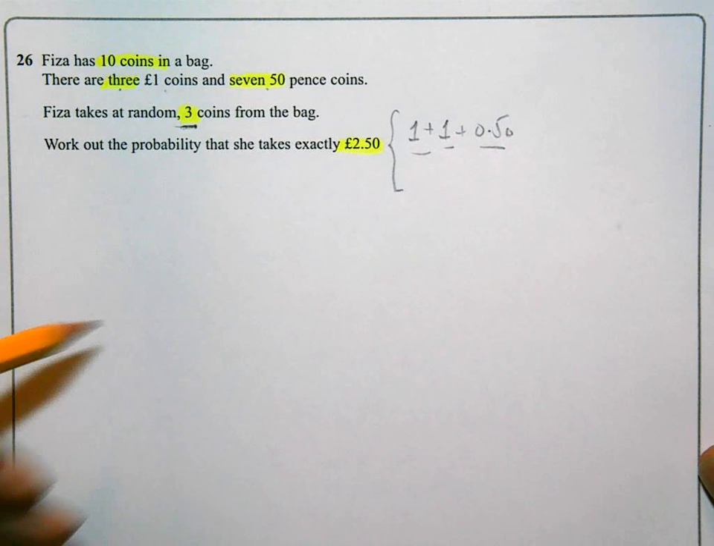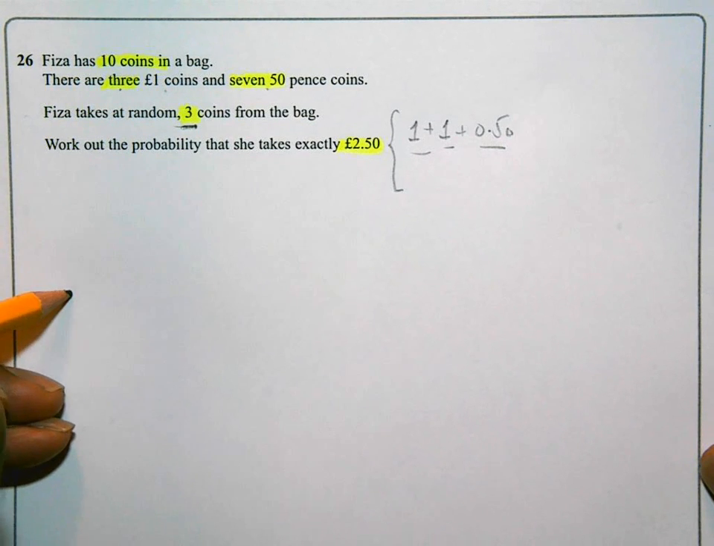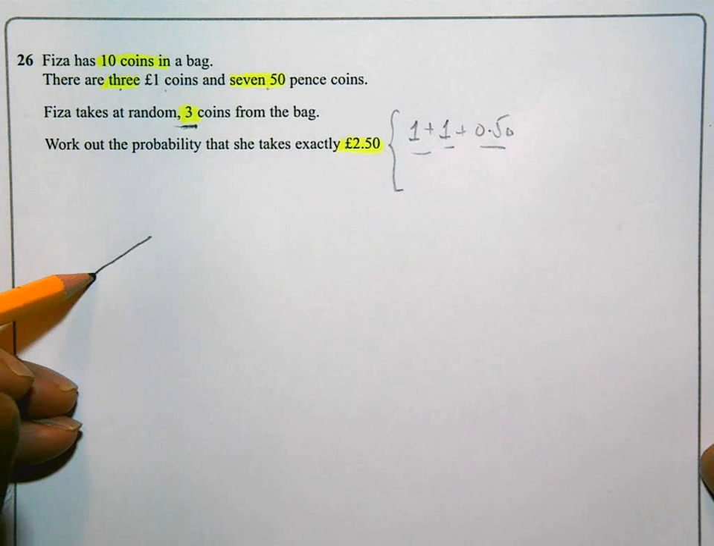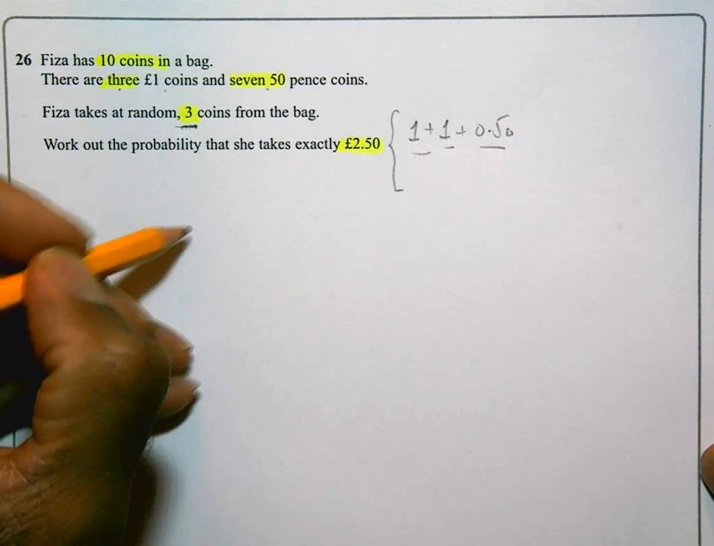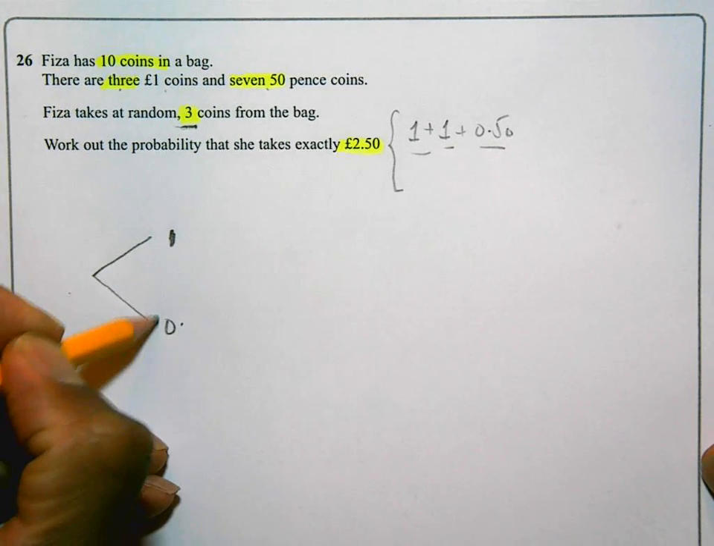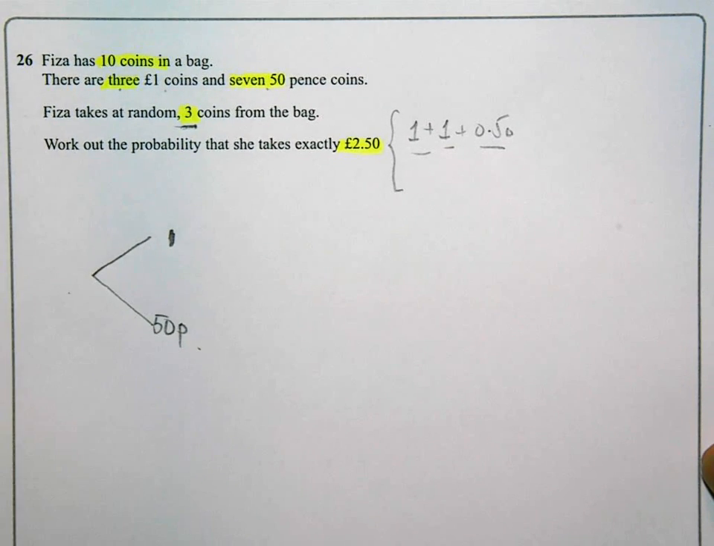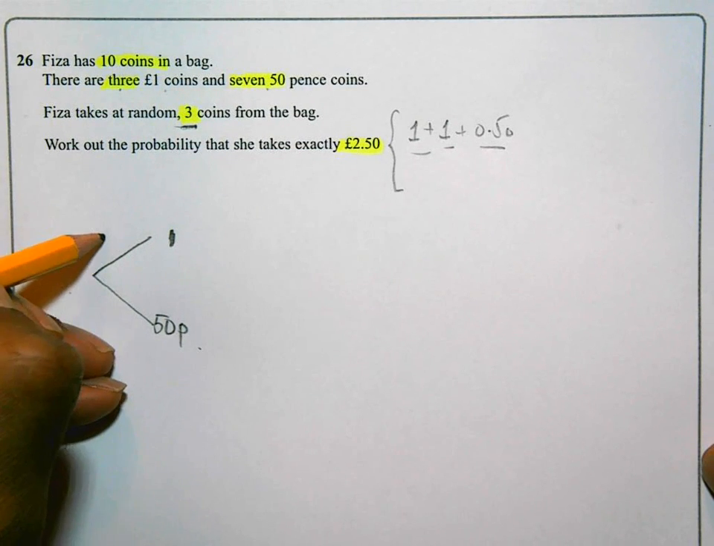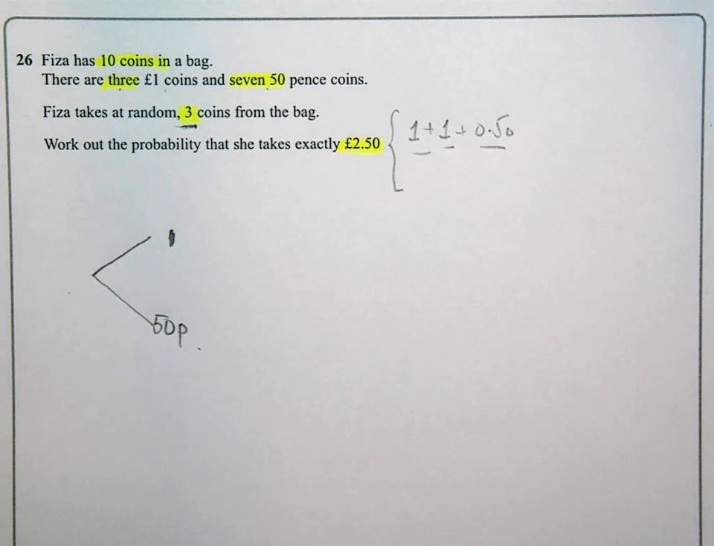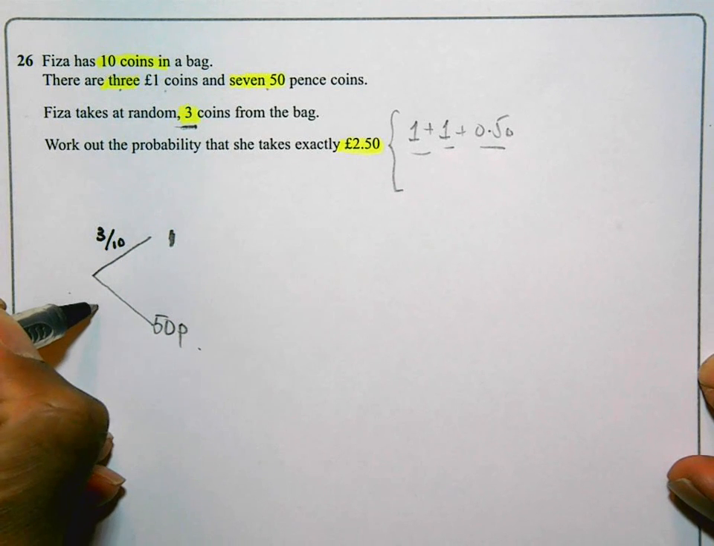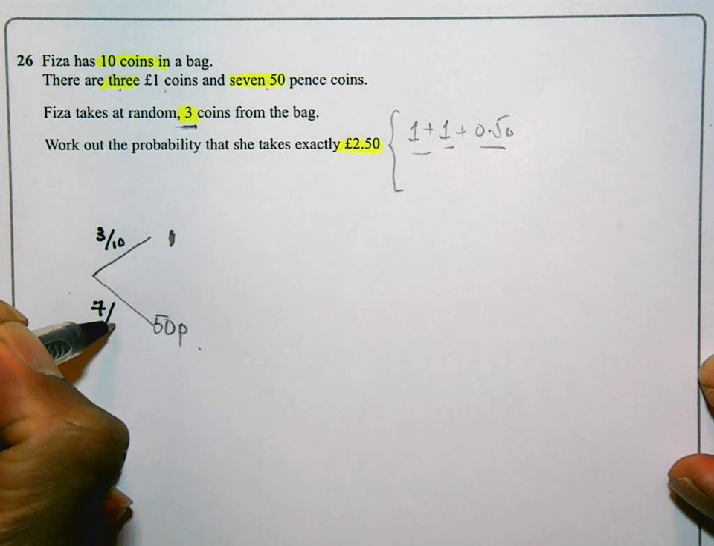So here is how we could draw the tree diagram for this. Basically, you could pick a pound coin or a 50 pence. For your first pick, given that there are 10 coins in the bag, the probability of picking a pound coin is 3 out of 10, and the probability of picking a 50p is 7 out of 10.